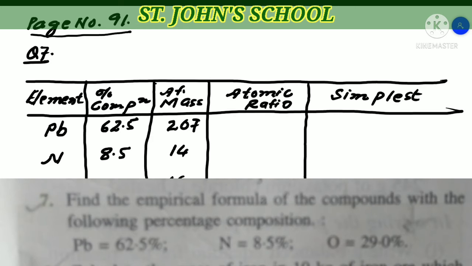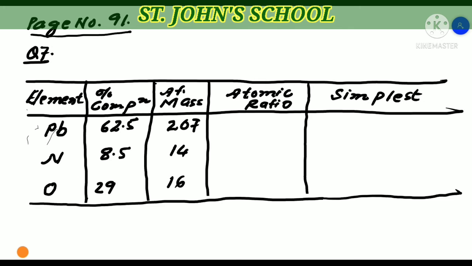Welcome back, students. Let's continue with question number 7. Here in question number 7, it is given: find the empirical formula of the compound with the following percentage composition. Pb is equal to 62.5%, N, that is nitrogen, is equal to 8.5%, and oxygen, that is O, is equal to 29.0%. First you have to make a table like this: element, then the percentage composition which is given in the question, then the atomic mass, which will be provided to you in the question.